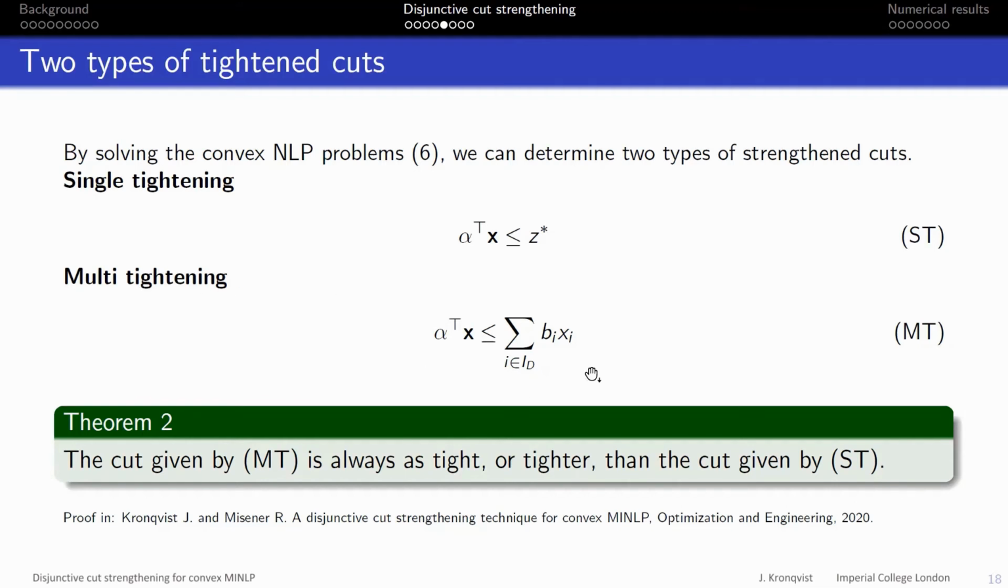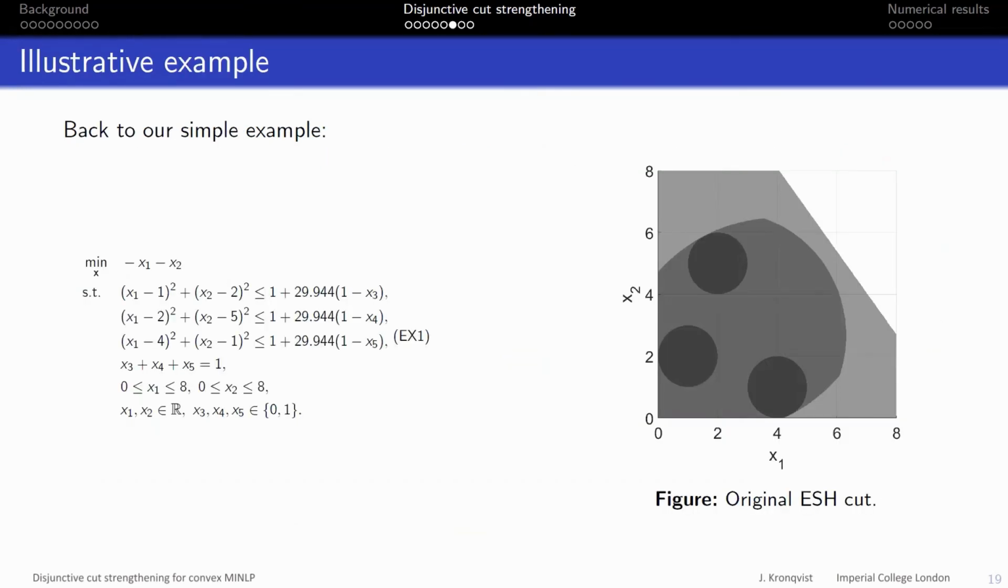And here, if a single one of the coefficients bi is smaller than z star, then the multi-tighten cut will always be stronger than the single tightened. Now let's go back to our simple example to illustrate the differences between the cuts.